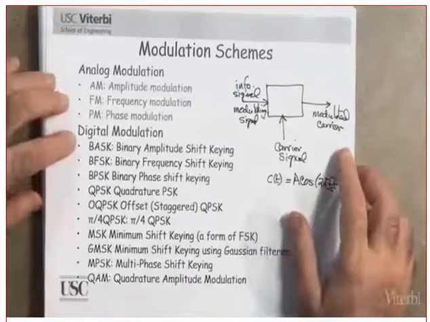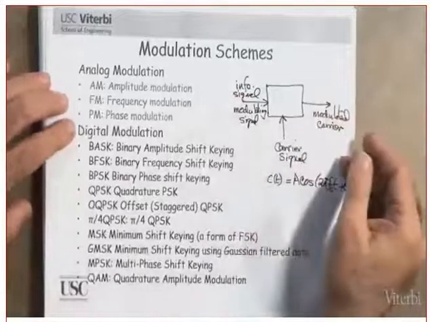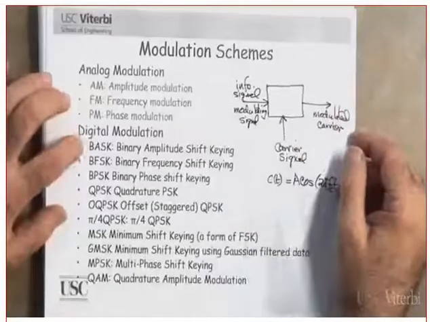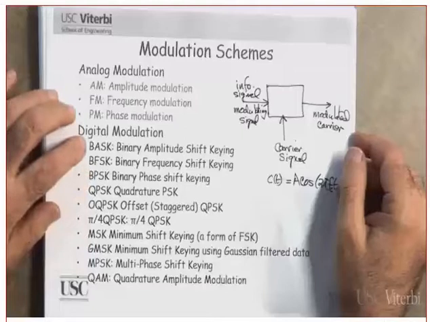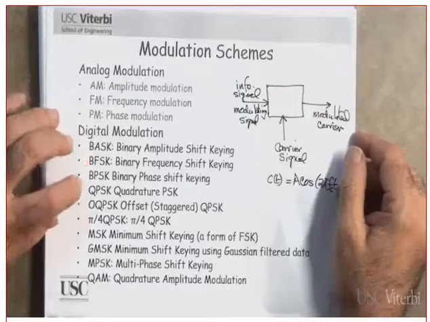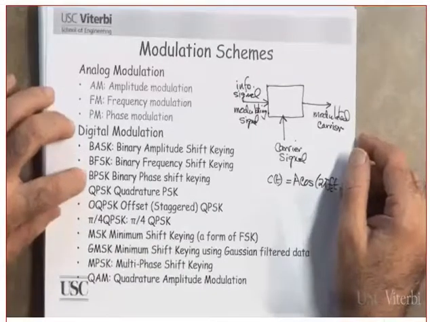Whereas in digital modulation, you can tell them apart very easily. Now, in digital modulation, what do we have? We have the binary schemes, which is what? The binary amplitude shift keying, binary phase shift keying, binary frequency shift keying, binary phase shift keying. Let's stop in here for just a second.